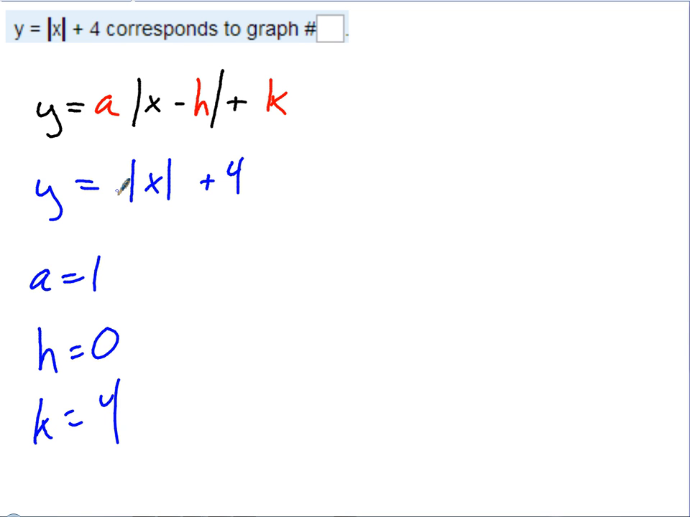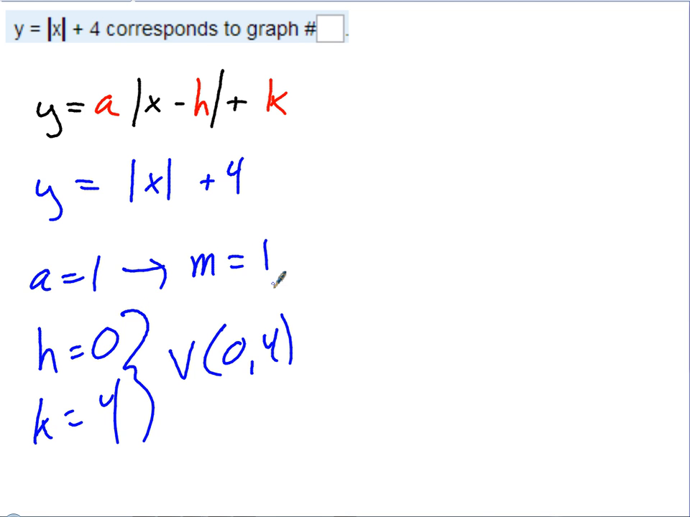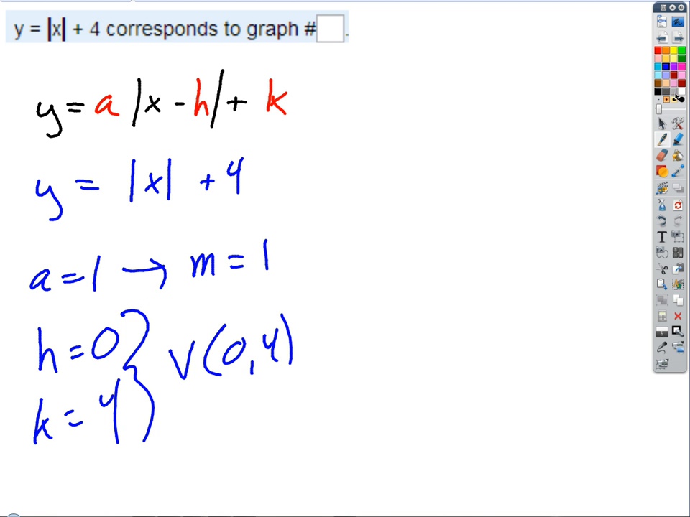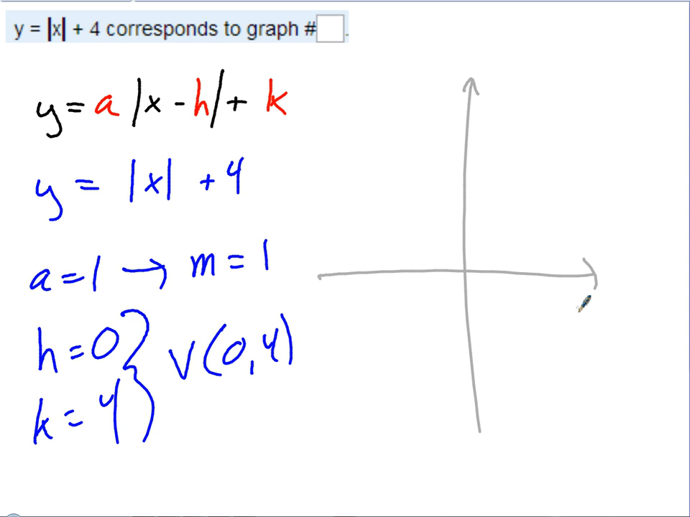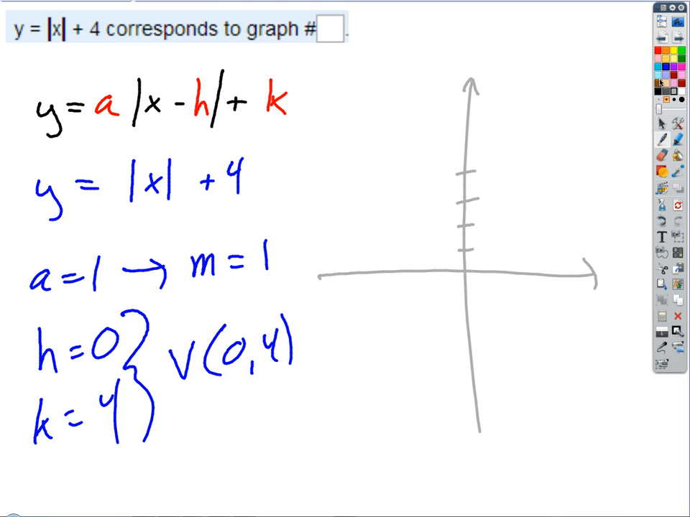So this tells us some important stuff. Once we know H and K, that tells us the coordinates of the vertex, the point of the V. So it's going to be at 0, 4. And remember what A tells us: the slope of the right side of the V. So sketching this is really simple. All we do is we go to the point 0, 4.